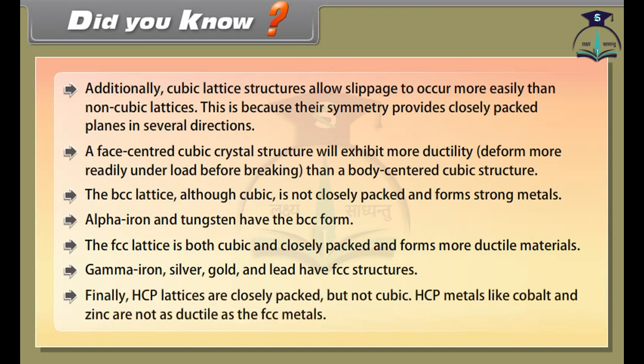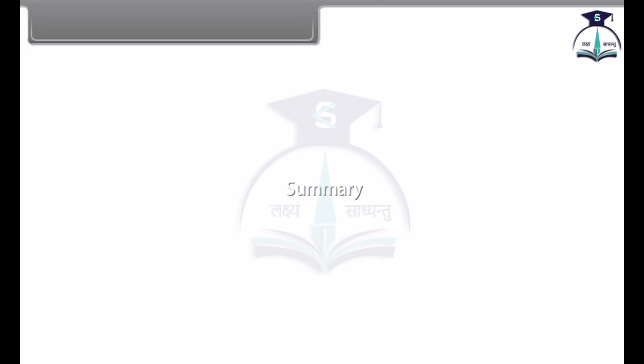Finally, HCP lattices are closely packed but not cubic. HCP metals like cobalt and zinc are not as ductile as the FCC metals. Summary.